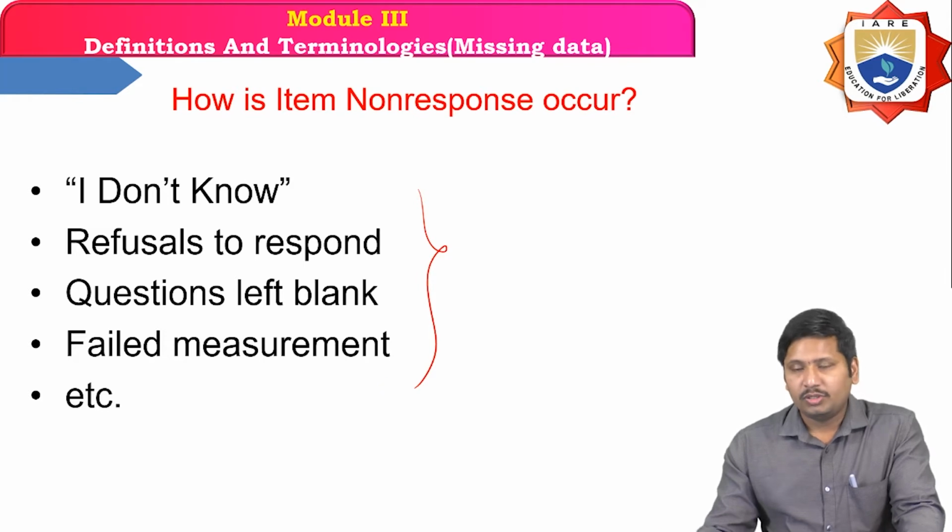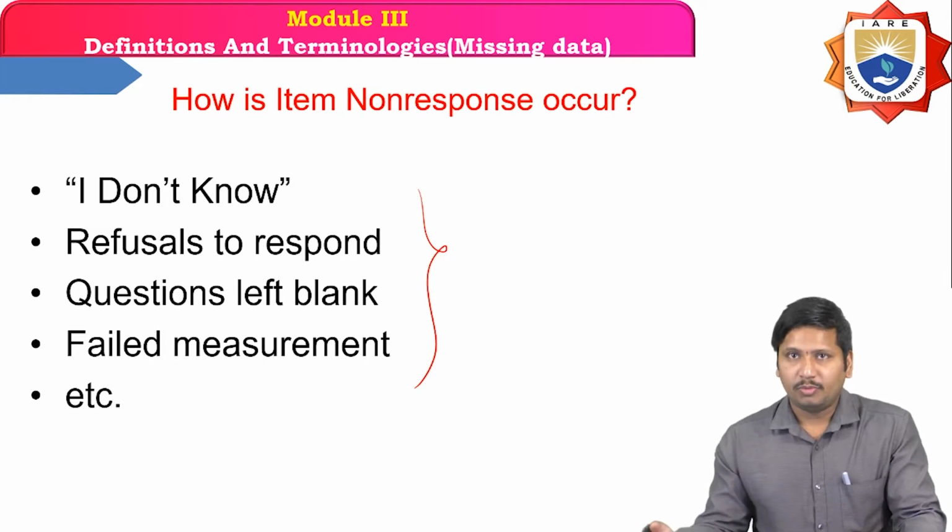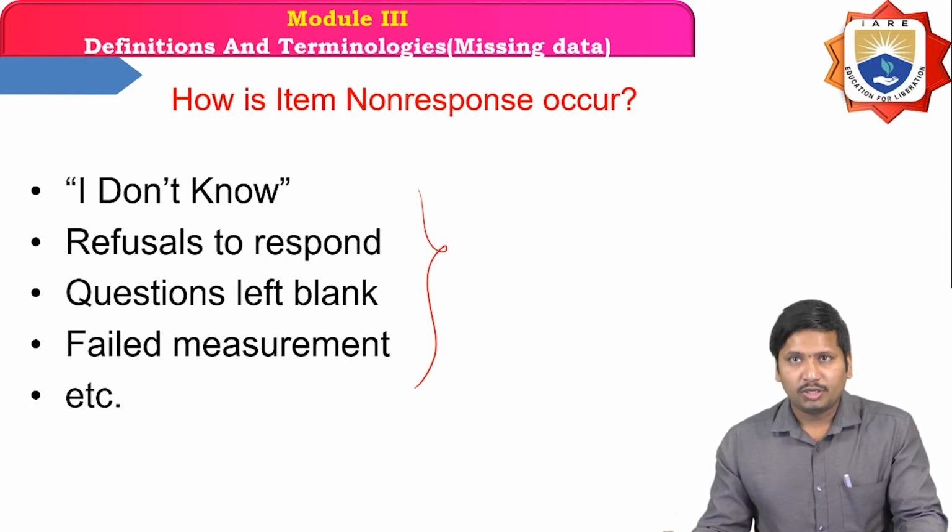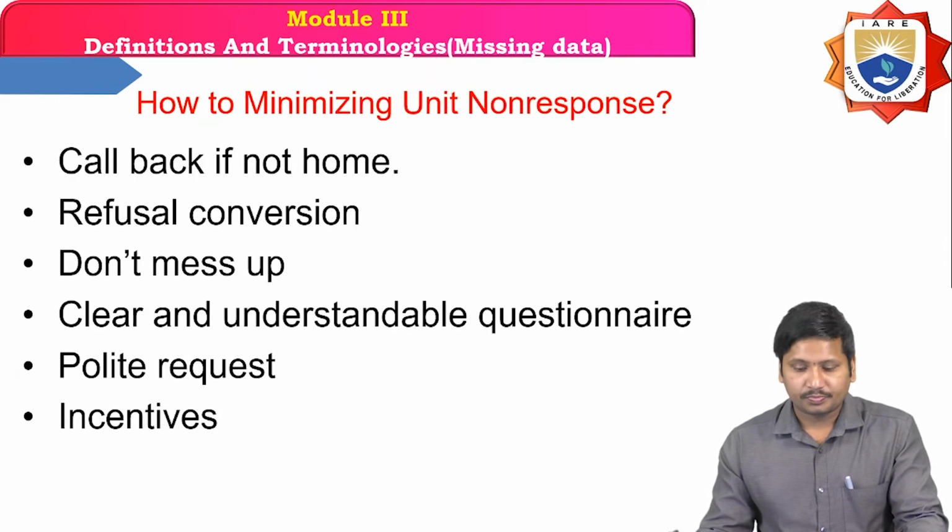Okay, so these are some of the examples. How is item non-response possible for a particular application? Suppose the respondent is asked some questions, like "what about you?", and answers "I don't know," or refuses to respond, or leaves questions blank, like this.